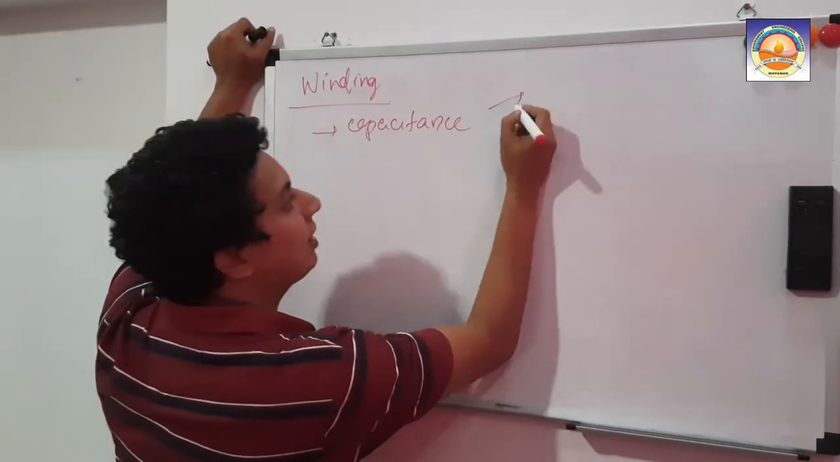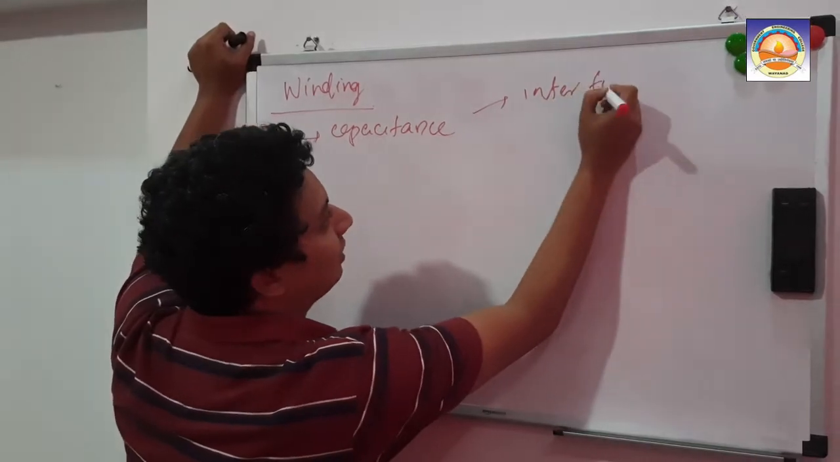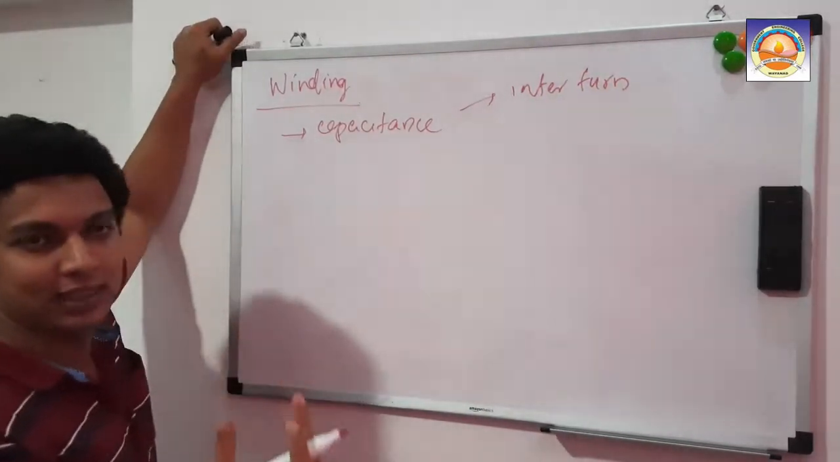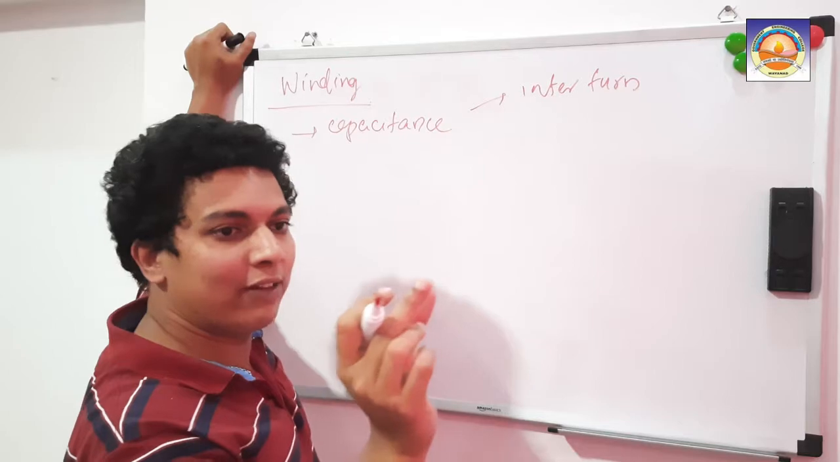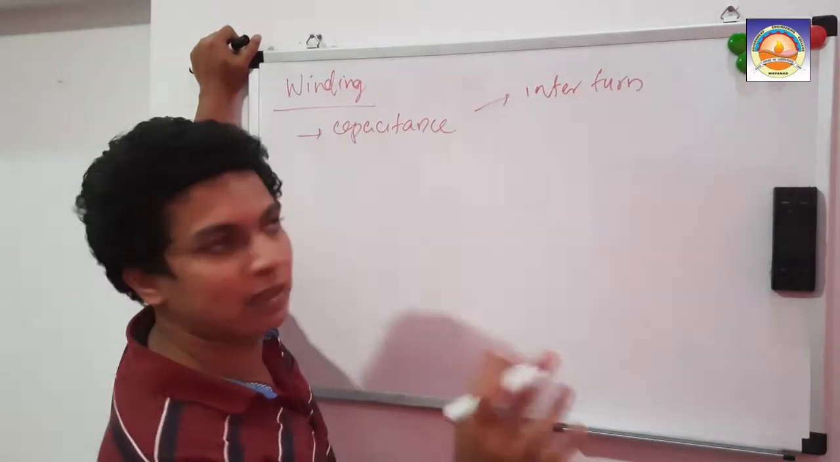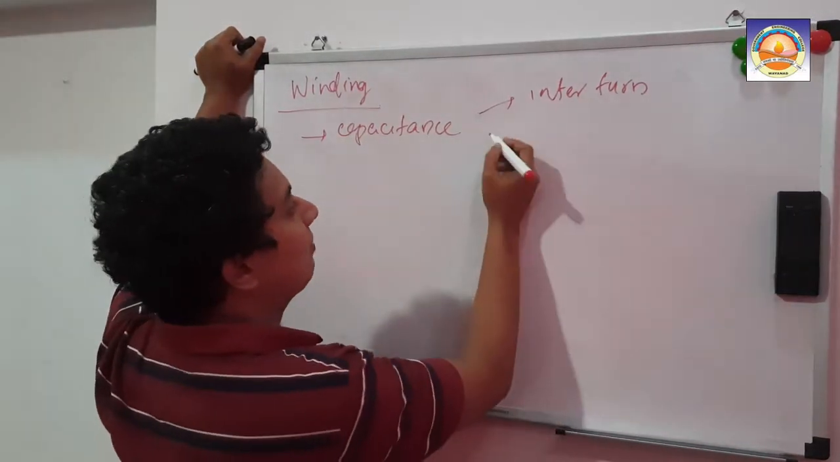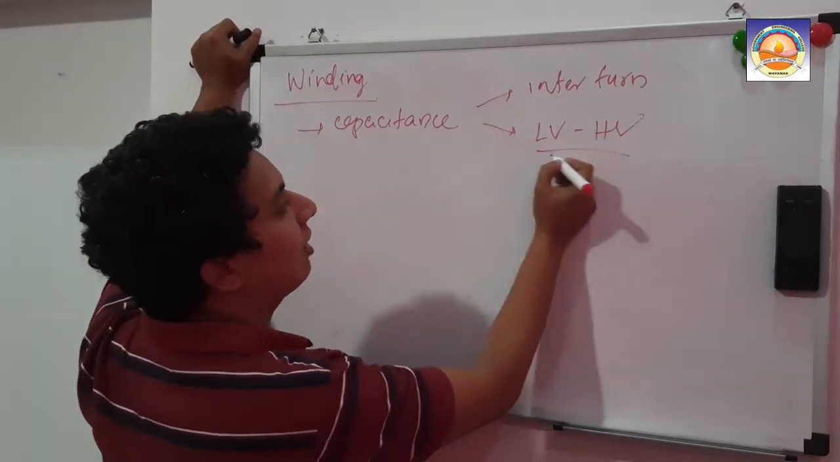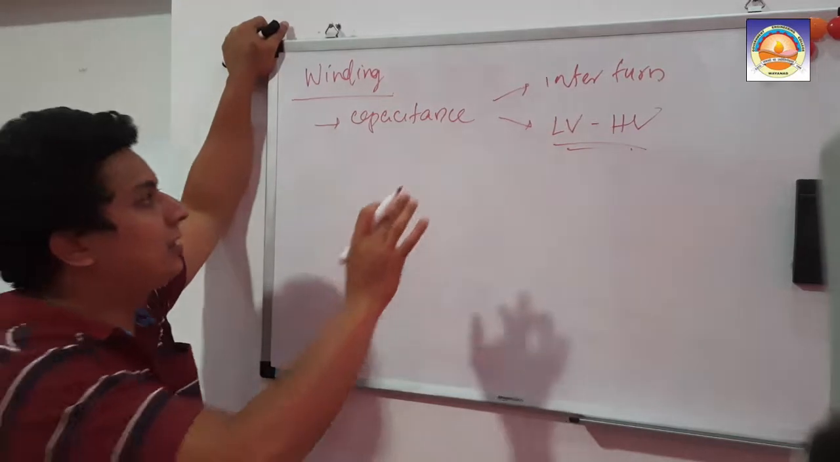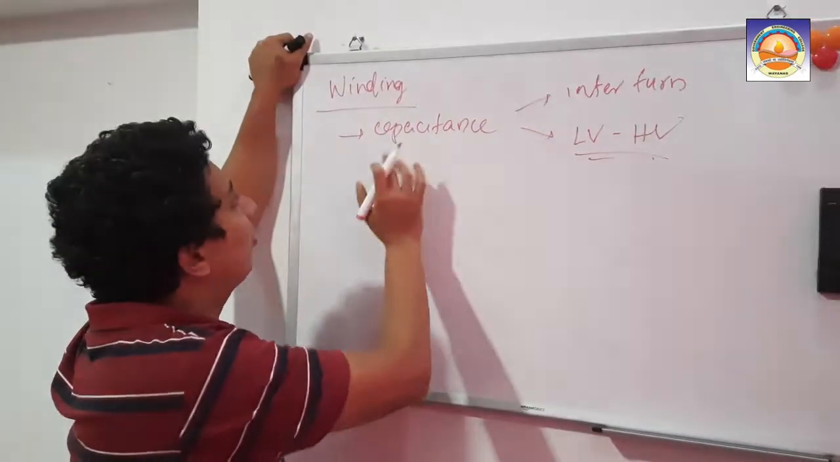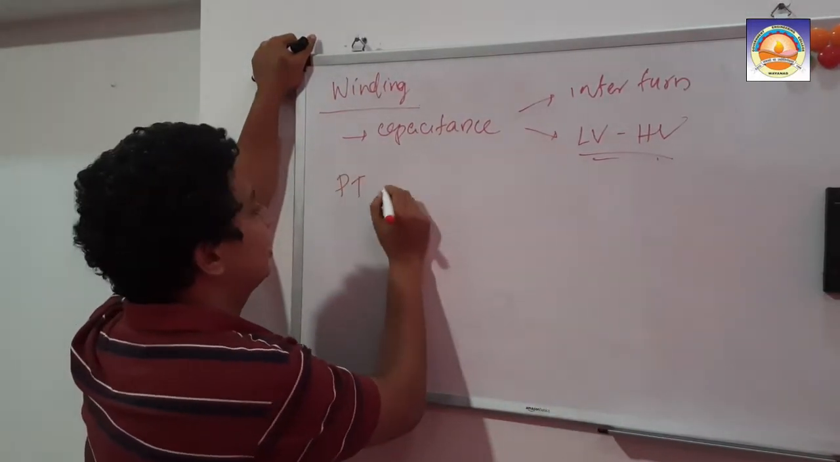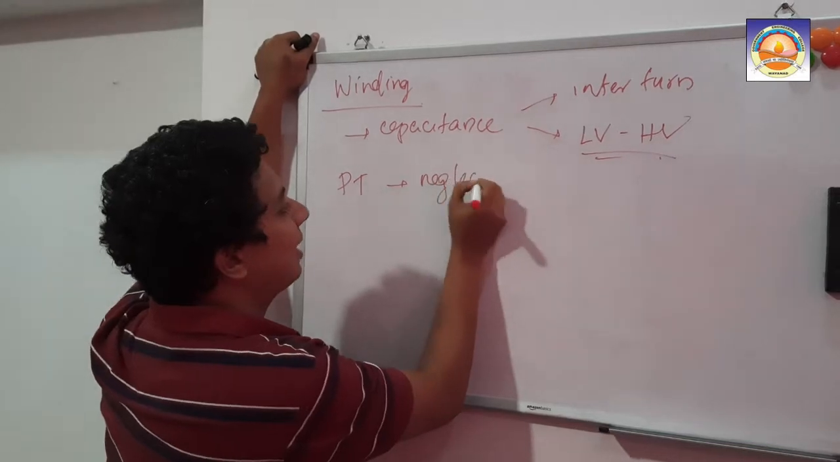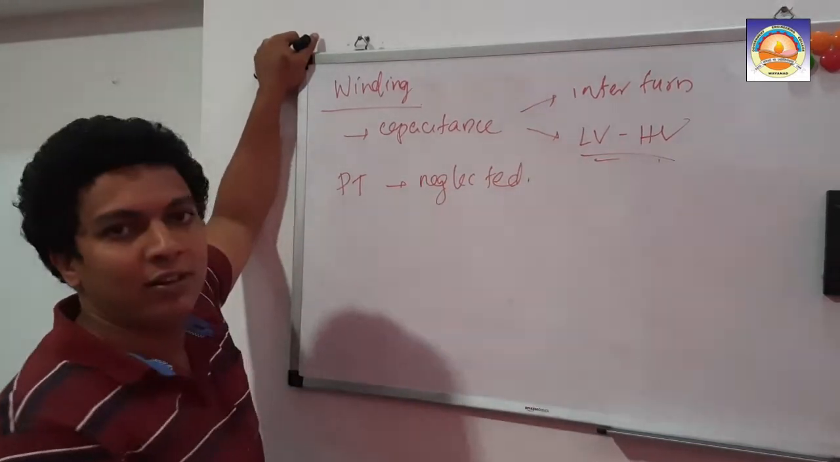Capacitance means it can be like what? Inter-turn capacitance. Between every turn, you are placing some insulation, and when you have insulation and you have your conductor, then it's a capacitance. So you can have inter-turn capacitance, or between the LV and HV windings, you can have capacitance. These capacitances we are not considering when it comes to a power transformer. In a power transformer, this capacitance is neglected.